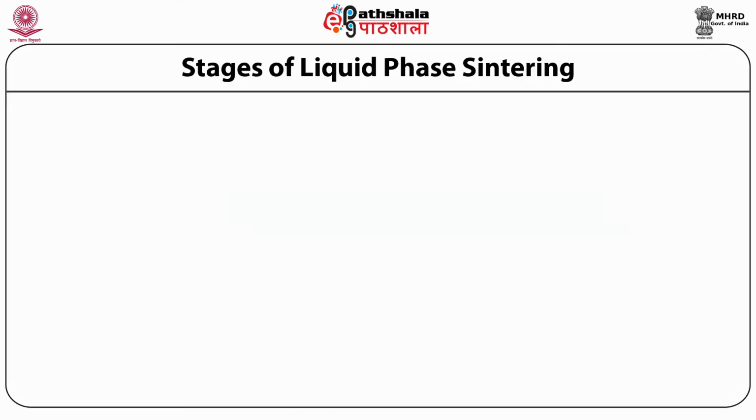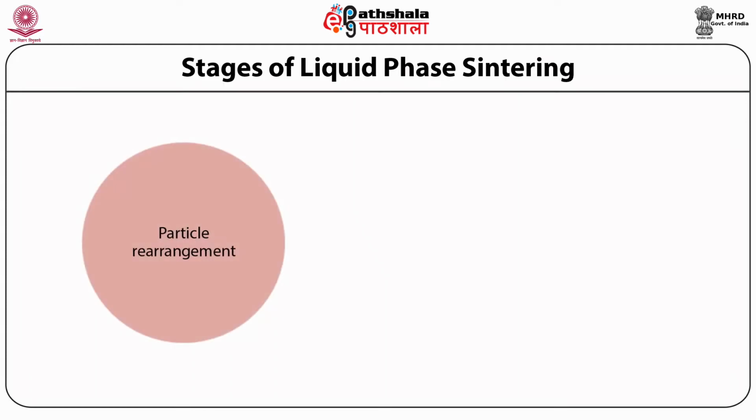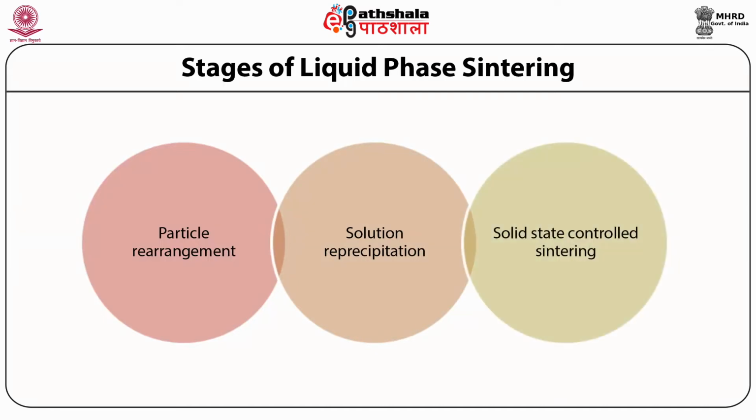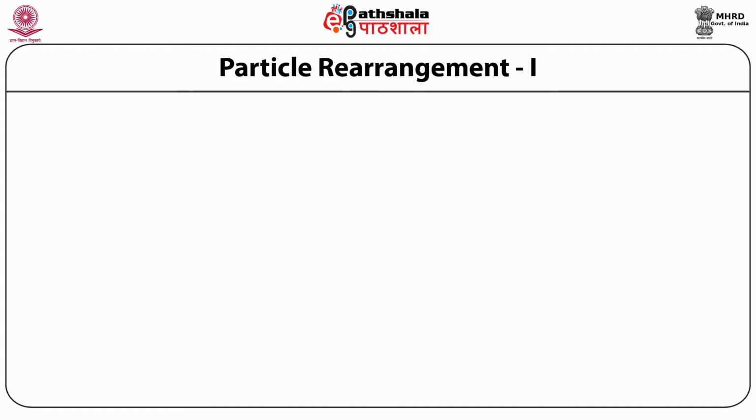Now let's discuss the various stages of liquid phase sintering. In general there are three stages. First is particle rearrangement, second is solution reprecipitation, and third is solid state controlled sintering. We will be discussing all these stages one by one in the following slides. So the first is particle rearrangement.